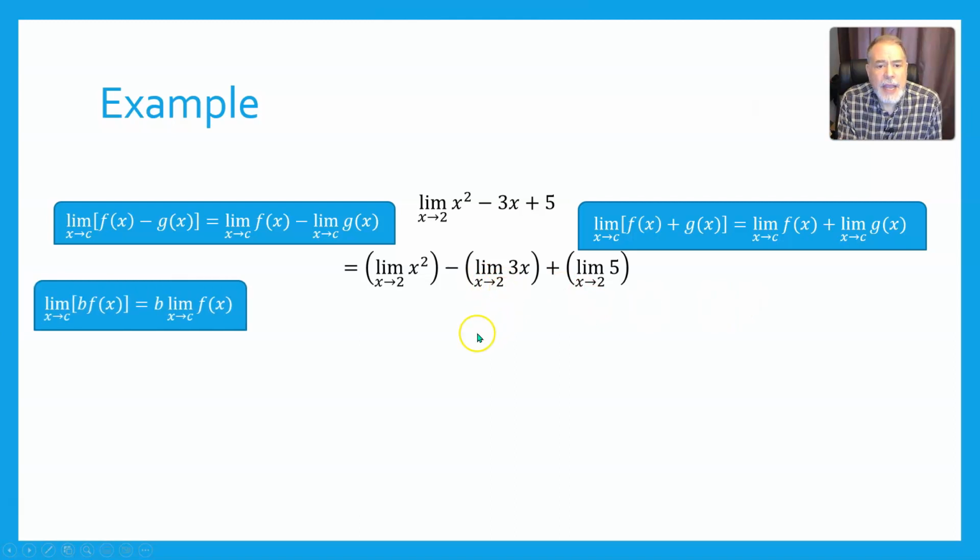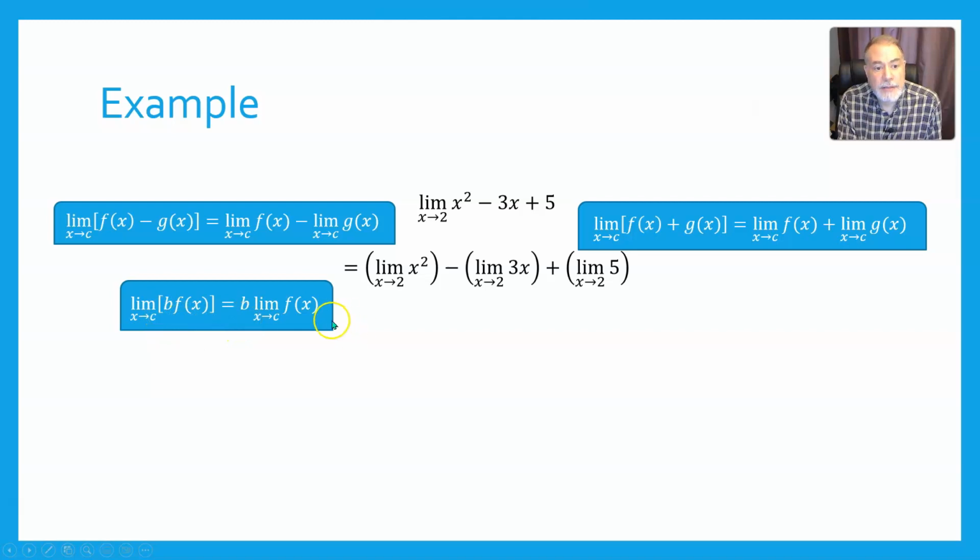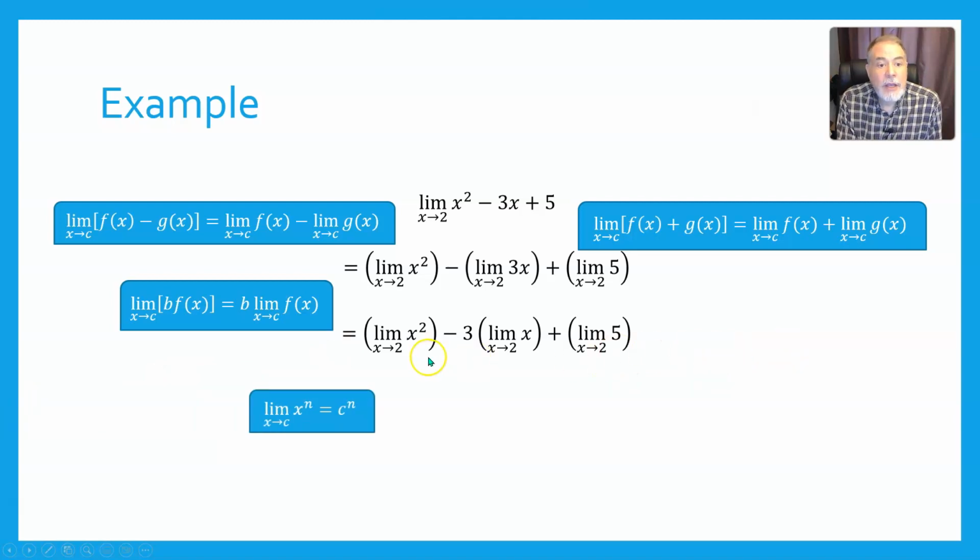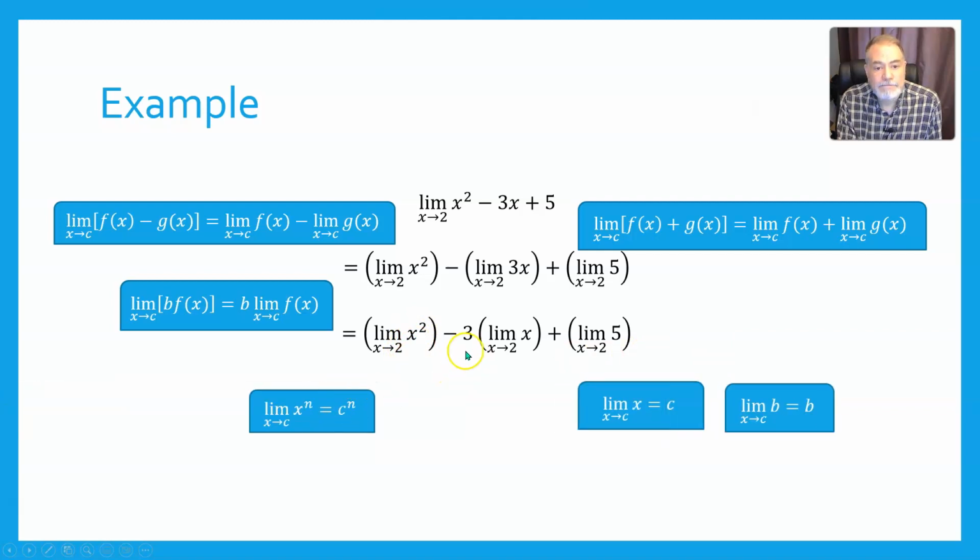And for the limit of 3x, we can use that rule about the limit of a constant times a function being equal to the constant times the limit of the function, and write that as 3 times the limit of x. And now we can use those first 3 facts that we saw. As x approaches 2, the limit of x squared would be 2 squared. The limit of x would be 2. And the limit of the constant 5 would just be 5. So putting those together, we have 2 squared minus 3 times 2 plus 5, which would be 4 minus 6 plus 5, which would be 3.